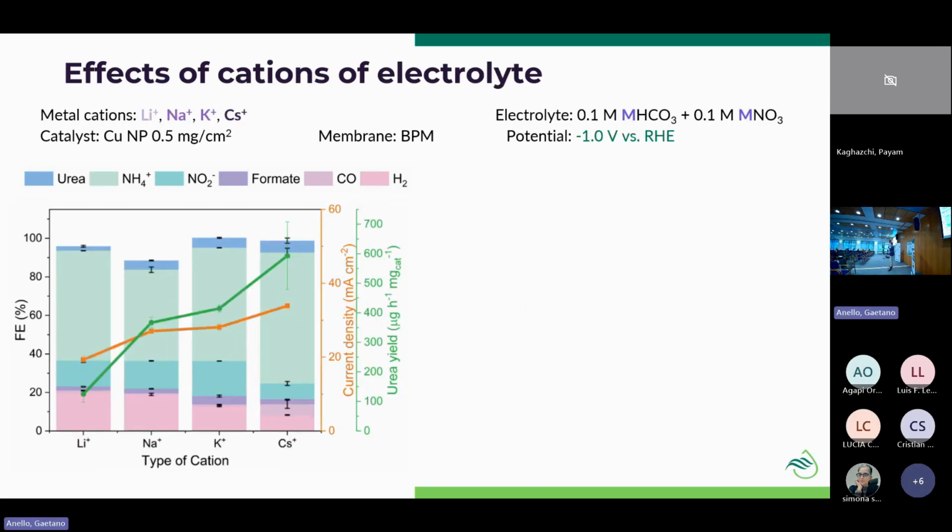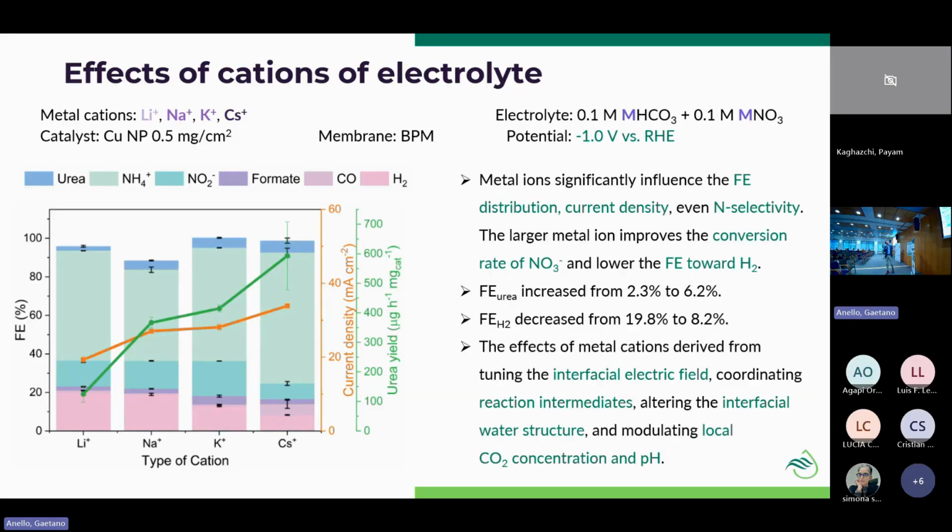Okay, another thing that's been well known in CO2 electroreduction and nitrate electroreduction is that cations can have quite an effect on both of those reactions. So if you now look at urea, if we use different cations, from lithium, sodium, potassium, to cesium, we do indeed see that it has an effect, right? So you see the lowest Faraday efficiency towards urea with lithium, and if you go up in cation size, with cesium, we see the highest Faraday efficiencies to urea.